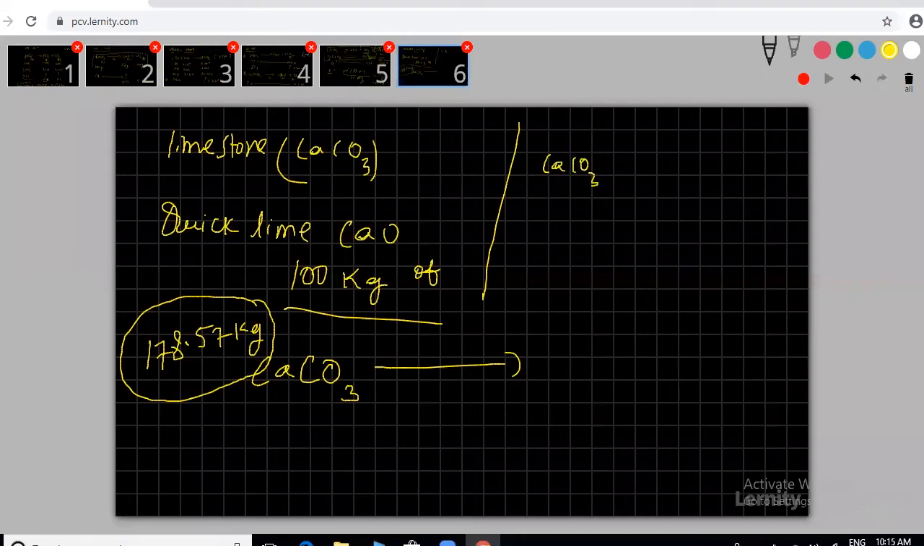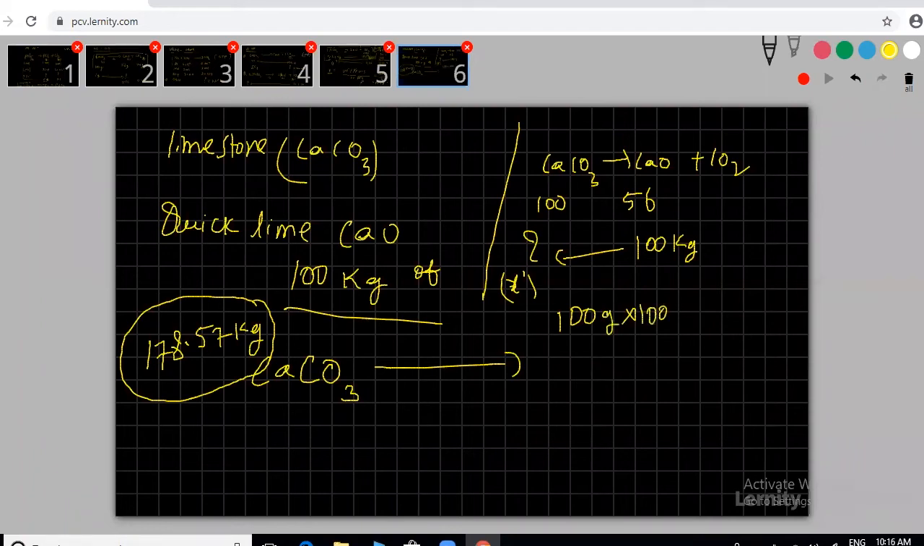CaCO3 heating gives CaO plus CO2. 100 grams will give how much? 56 grams. What are they expecting? 100 kg. So if I need 100 kg, how much do I take back? Is it correct? Just discuss. So 100 grams into 100 kg by 56 grams. You can multiply this and calculate, you will get the final answer: 178.57 kg is the final answer.